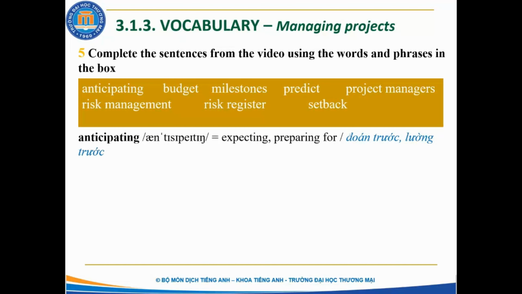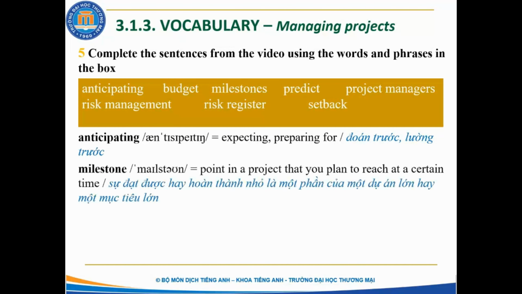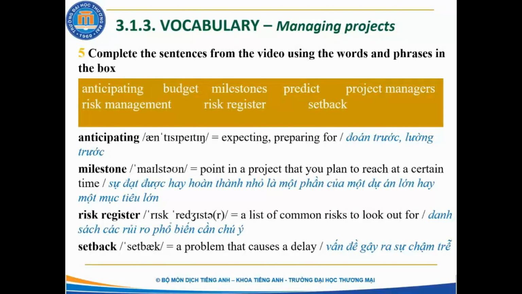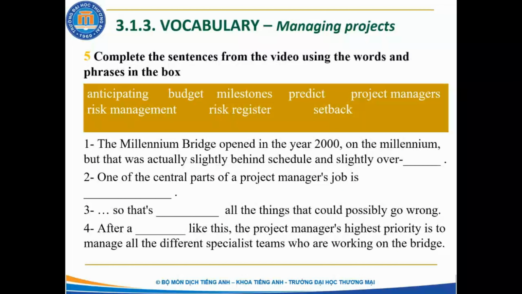Anticipating means expecting or preparing for. Milestone means a point in a project that you plan to reach at a certain time. Risk register means a list of common risks to look out for. Setback, a problem that causes a delay. Now, please spend some time doing the exercise from sentence 1 to sentence 4.